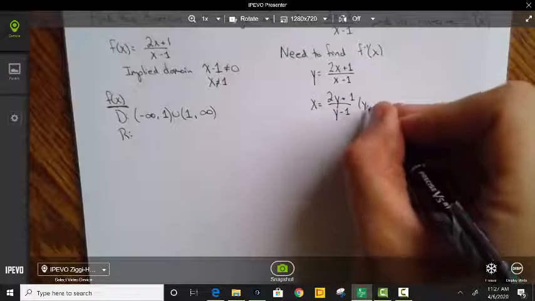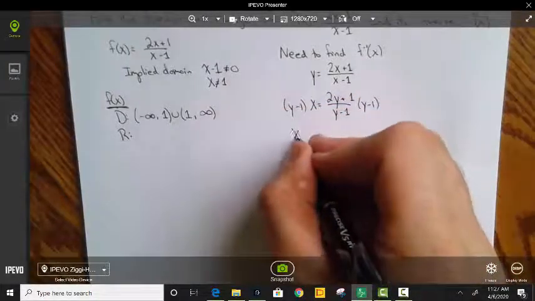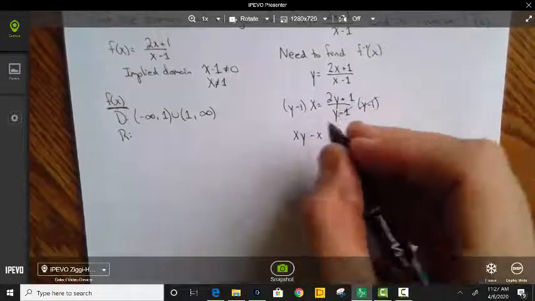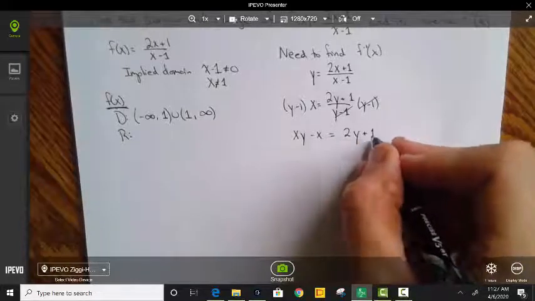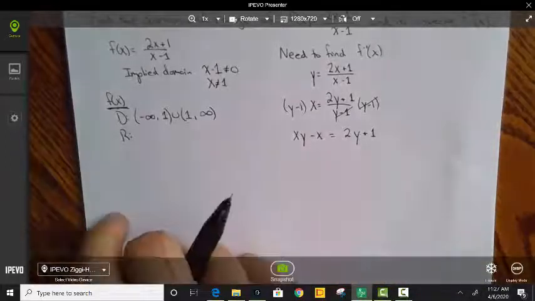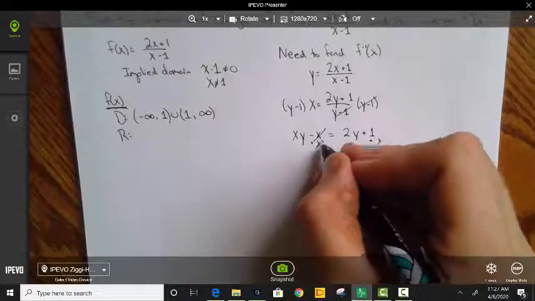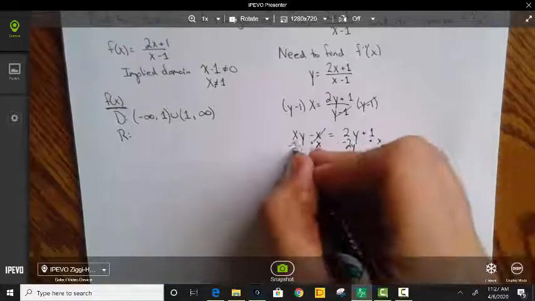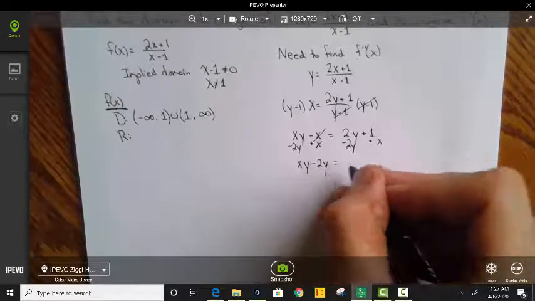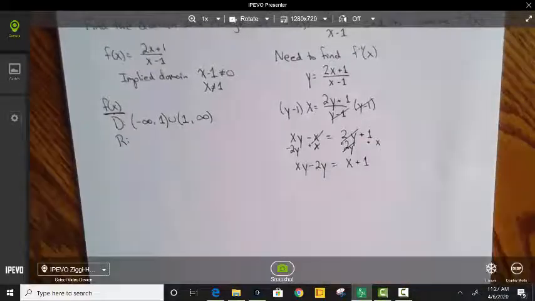So first thing we're going to do is get rid of the fraction. We're going to times the y minus 1 over, which is going to give us xy minus x on the left. And we get just 2y plus 1 on the right. Now since we've got multiple y's, we need to get our y's together. So I'm going to add the x over, because it doesn't have a y attached to it, and I'm going to minus this 2y over. So that gives me xy minus 2y equals, on the right side, x plus 1.